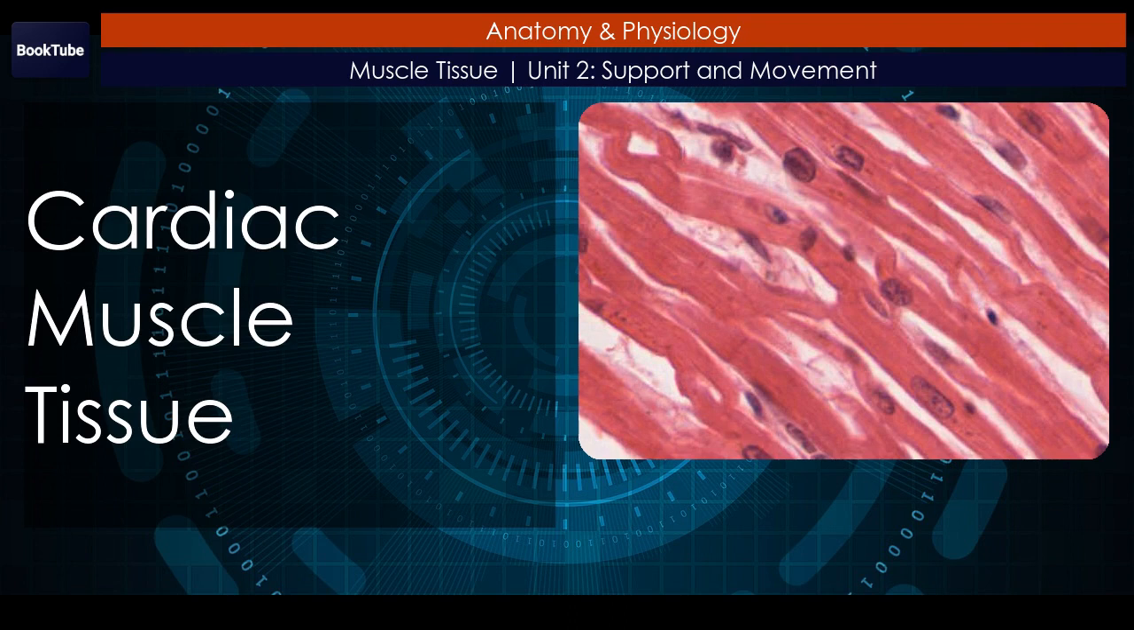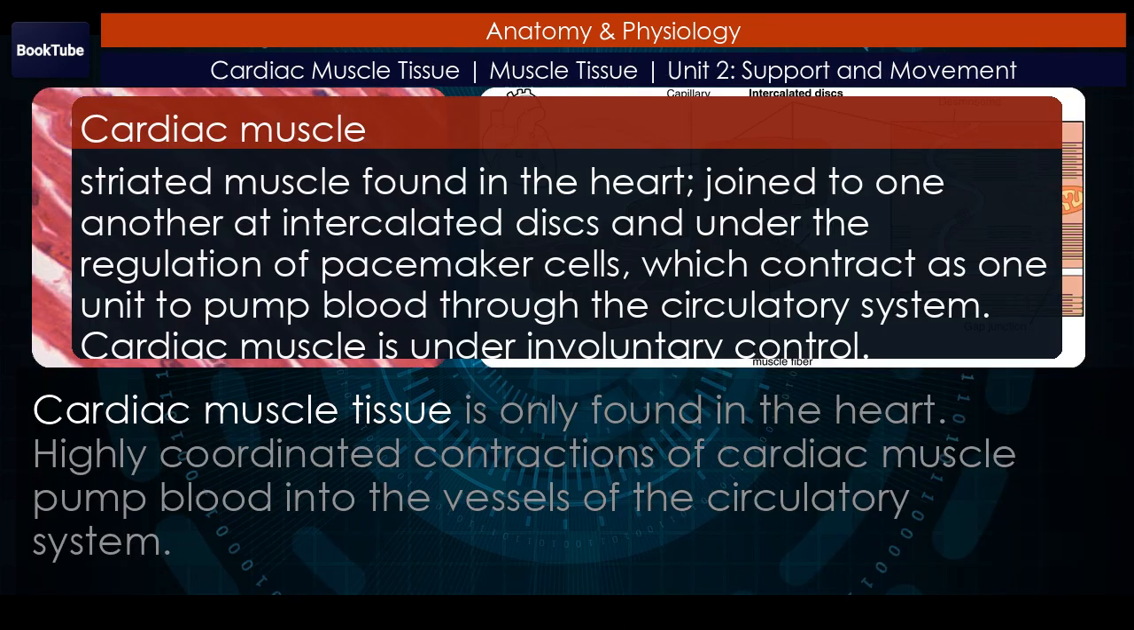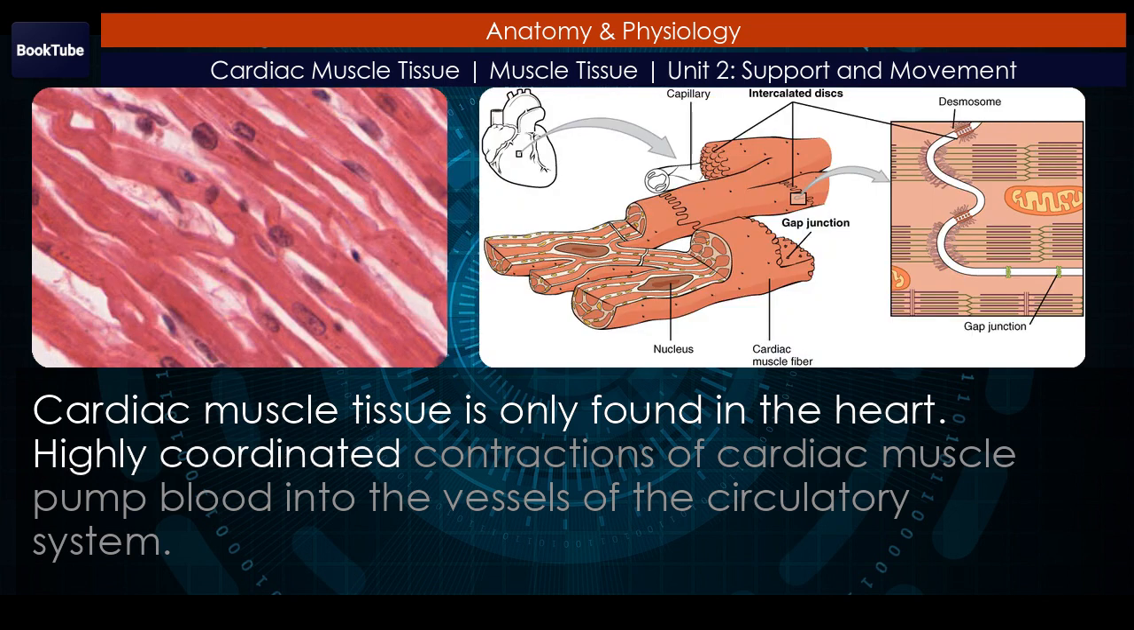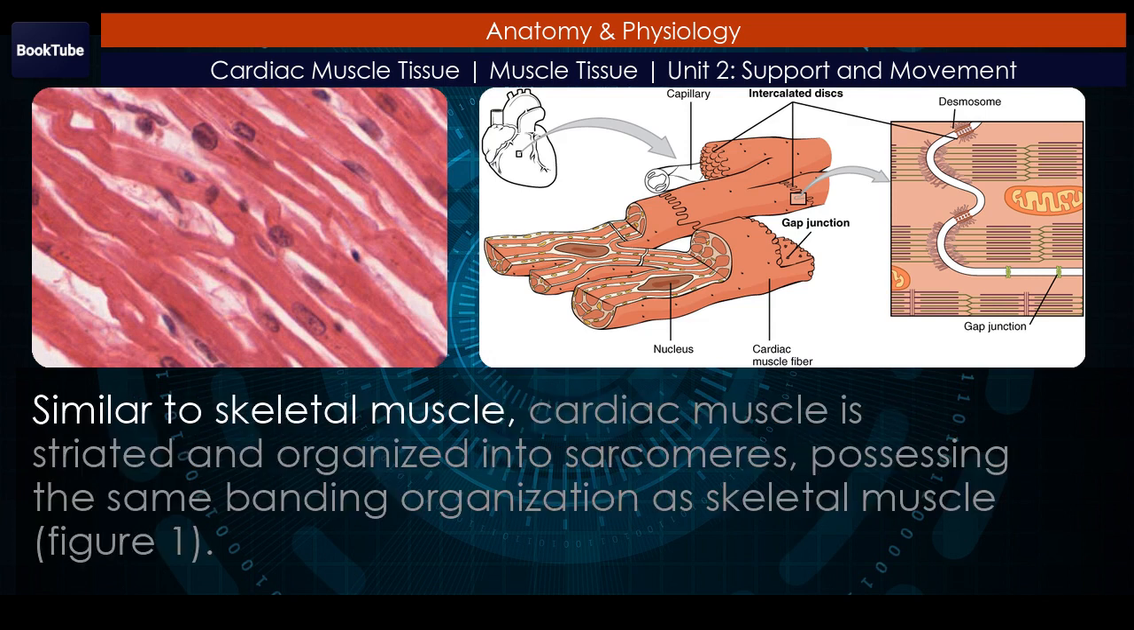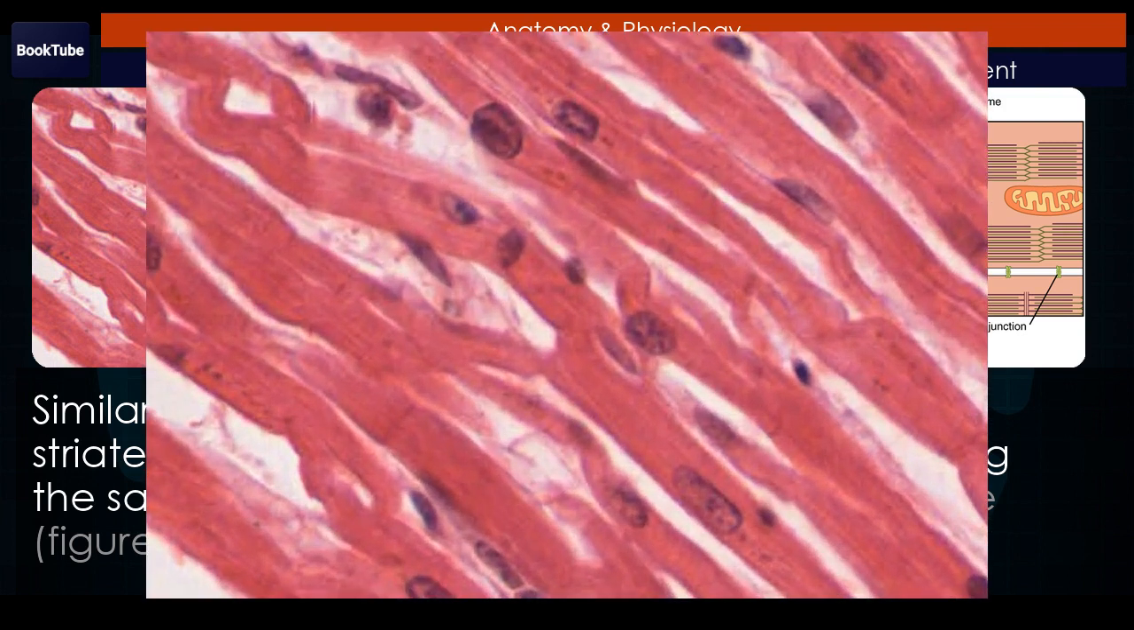Cardiac muscle tissue. Cardiac muscle tissue is only found in the heart. Highly coordinated contractions of cardiac muscle pump blood into the vessels of the circulatory system. Similar to skeletal muscle, cardiac muscle is striated and organized into sarcomeres, possessing the same banding organization as skeletal muscle.